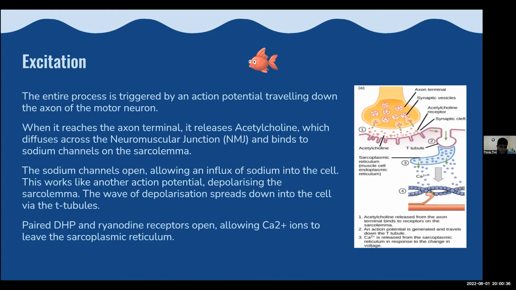So it all works in conjunction with each other, but the basic understanding of excitation is that an action potential arrives at the end of one cell, synapses across using acetylcholine, and then causes depolarization of the muscle cell, which then spreads down the cell and simultaneously releases calcium to bind to troponin, which then binds to tropomyosin to initiate the power stroke. So let's go to the next slide.